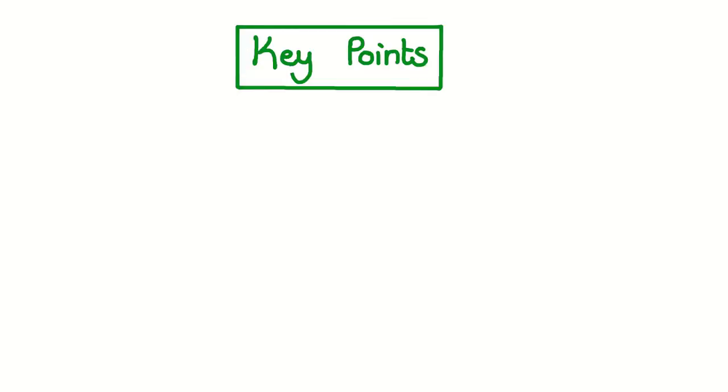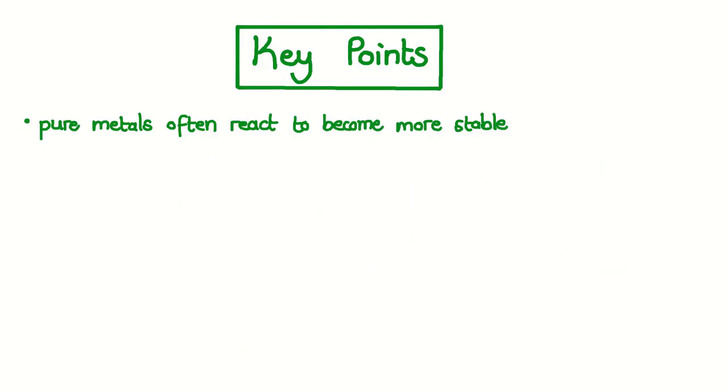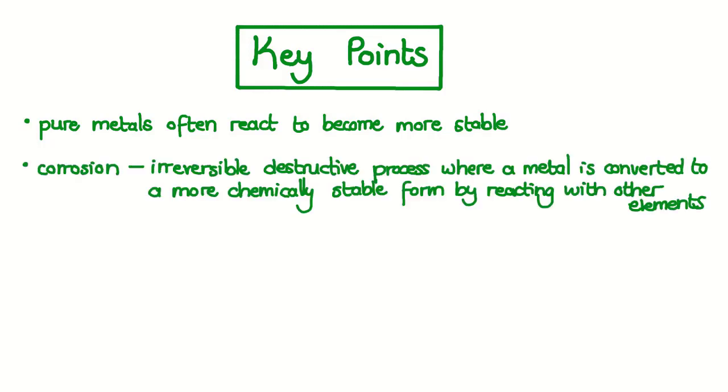Let's have a look at the key points from this video. We learned that pure metals often react with other elements to become more stable, and this can result in corrosion. We define corrosion as an irreversible destructive process where a metal is converted to a more chemically stable form by reacting with other elements. We looked specifically at corrosion by the reaction of a metal with oxygen and water.